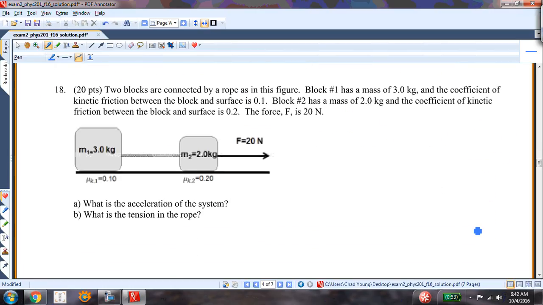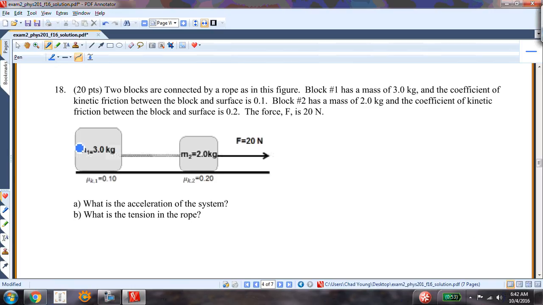Two blocks are connected by a rope as in this figure. Block 1 has a mass of 3 kilograms. Coefficient of kinetic friction in the surface is 0.1. Block 2 has a mass of 2 kilograms, and the friction in the surface is 0.2, and the force F is 20. What is the acceleration and what is the tension?